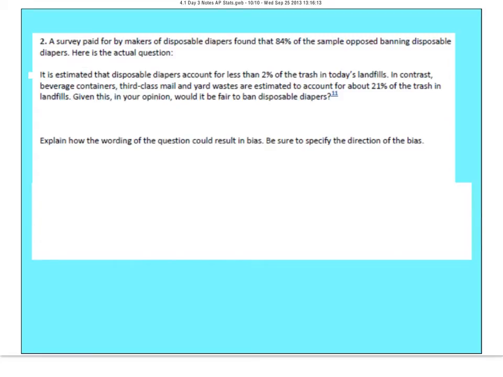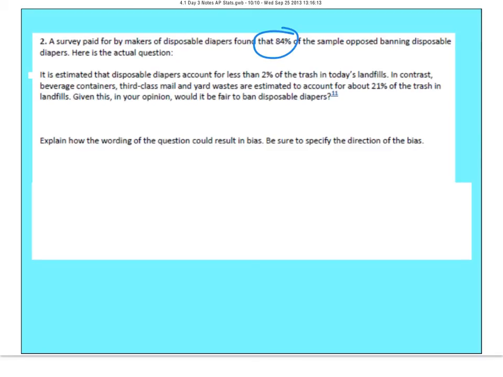The last question. A survey paid for by makers of disposable diapers found that 84% of the sample opposed banning disposable diapers. Here was the question that was used. It's estimated that disposable diapers account for less than 2% of the trash in today's landfill. In contrast, beverage containers, third-class mail, and yard waste are estimated to account for 21% of the trash in a landfill. Given this, in your opinion, would it be fair to ban disposable diapers? Now again, 84% oppose banning of disposable diapers.